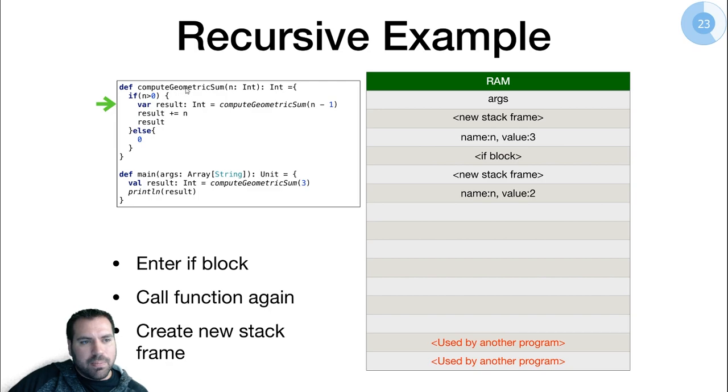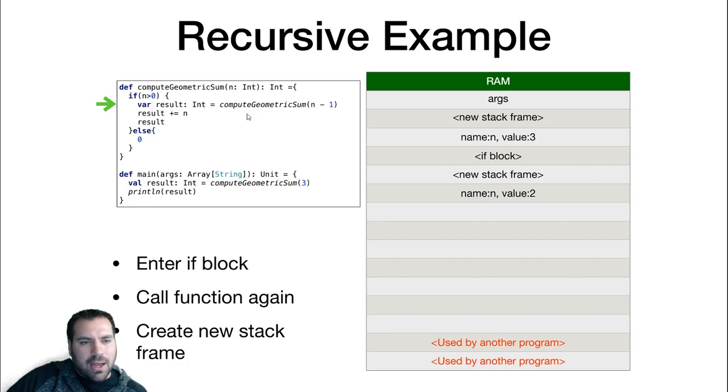So we're in computeGeometricSum. The main stack frame just has to sit around and wait. We're going to enter this if block. So we start not necessarily a whole new environment, but a new space in the stack where variable names can be the same. Though I didn't reuse variable names. I should have, just to make things clear. But we are going to enter this new block.